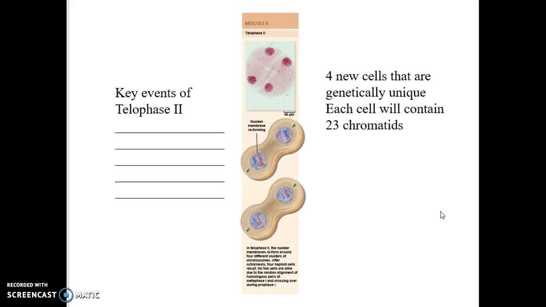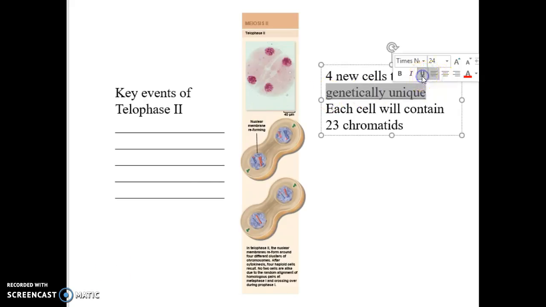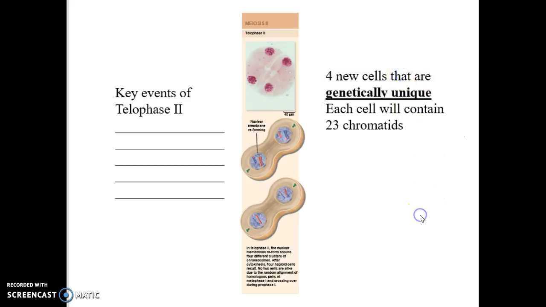So this is why you don't know which of these cells is going to become the egg or which one will become the sperm that actually gets to the egg. That's why, statistically, it's pretty much impossible to produce identical children from two different reproductive events. Okay, so telophase 2, at the end here, we have 4 new cells that are genetically unique. And let me underline that just to reinforce: genetically unique cells.